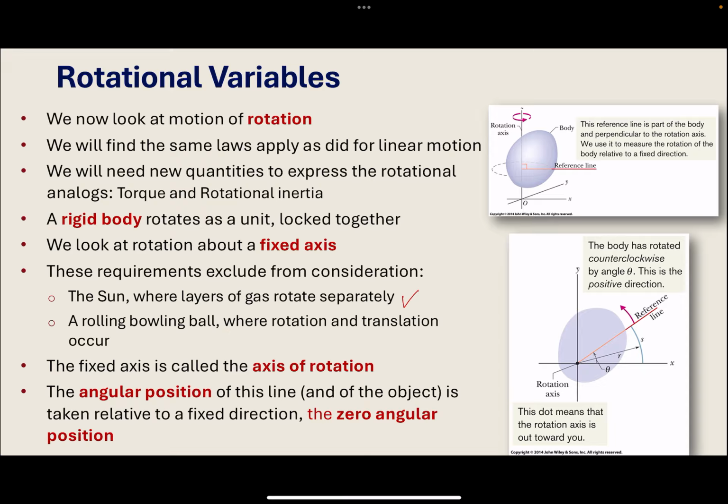We exclude more complex systems like the sun, where gas layers rotate differently, or a rolling bowling ball, where both rotation and translation happen simultaneously. This fixed axis is what we call the axis of rotation. The angular position of an object is its orientation relative to some reference line. We usually measure it from a reference direction called the zero angular position. And as shown in the diagram, when an object rotates counterclockwise, that is considered the positive direction.